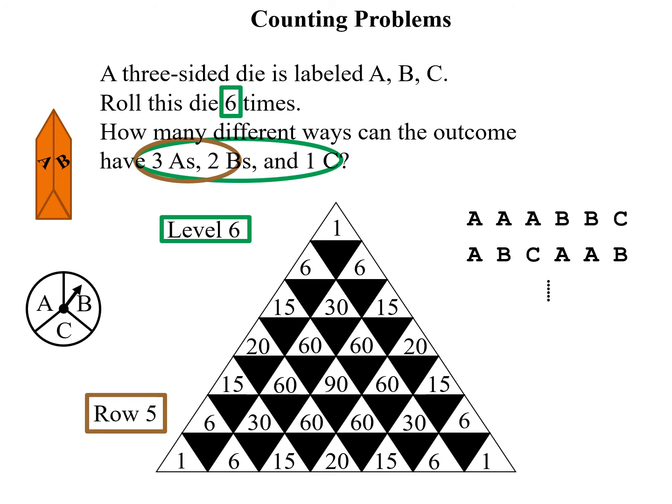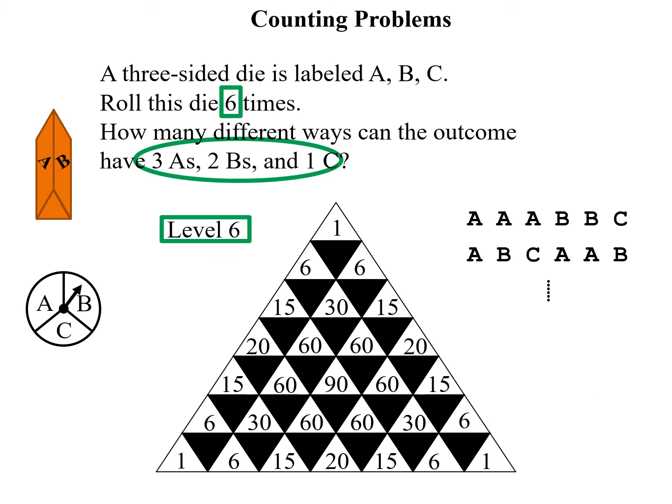Look at the 3 and 2 circled in brown. Select one of those numbers. I'm going to go ahead and select the 3. That tells me to go to entry 3. We count over and we get 60. Let's do this a little bit differently.